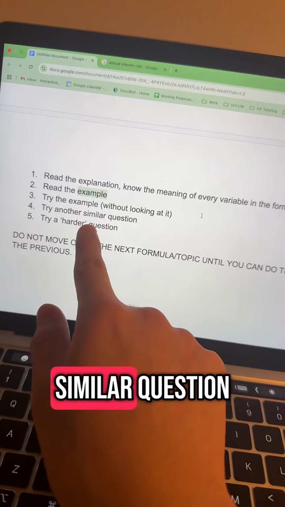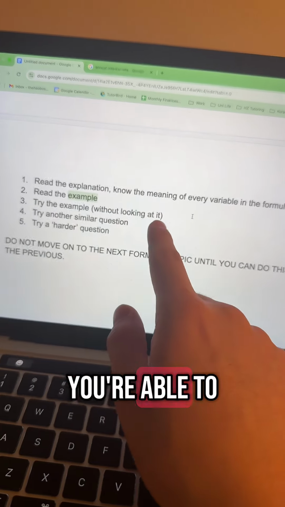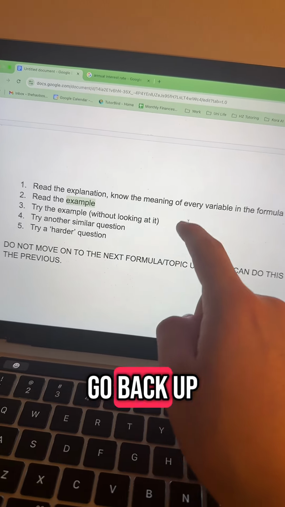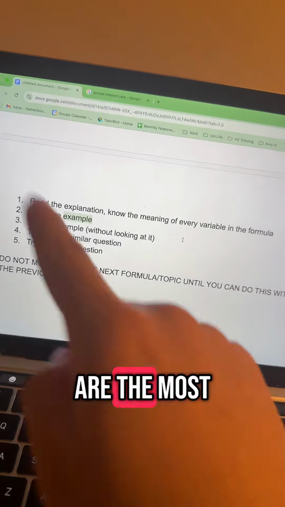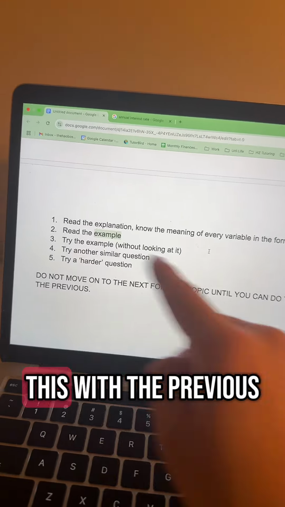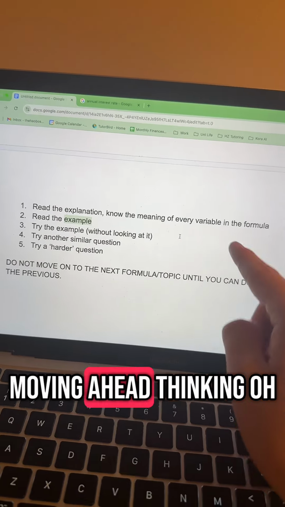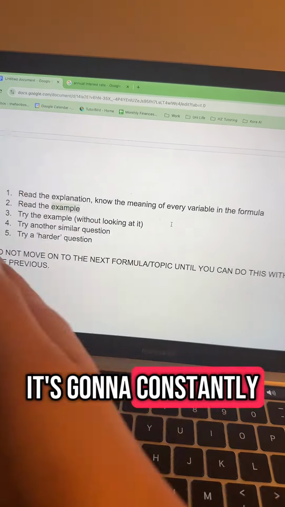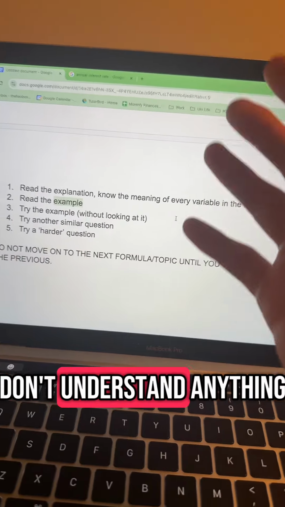Then try another similar question that's not the example, and if you're able to do that, then try a harder question. If you fail any step of this, go back up to the previous step. Now, the most critical thing is do not move on to the next topic until you can do this with the previous one. If you keep moving ahead thinking, oh, I don't really fully understand this, but I'll just learn the next thing, it's going to constantly build up on you until you don't understand anything.